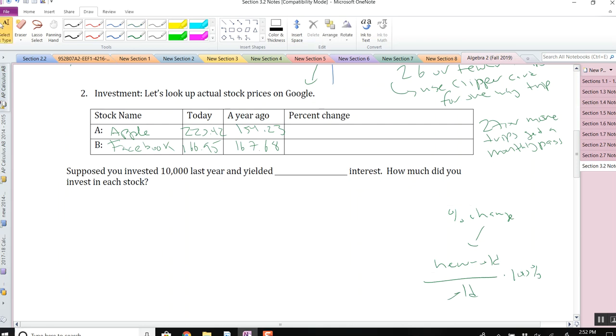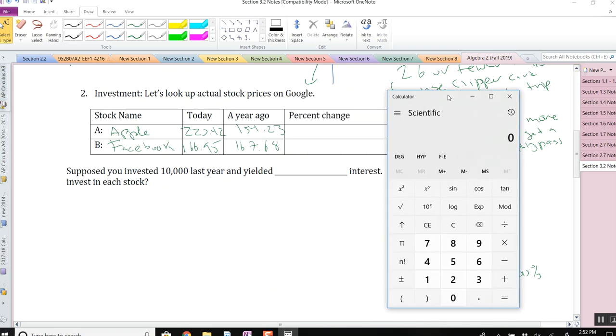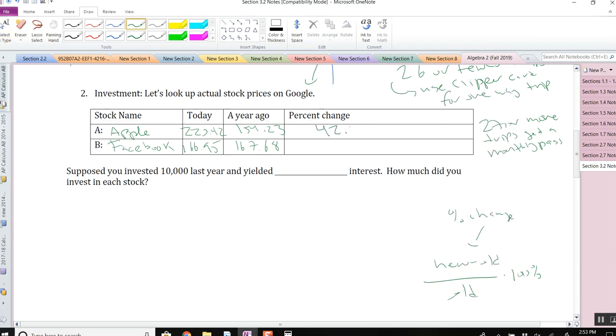So for Apple, let me use a calculator over here. 220.42 minus 154.23, and then divide that by 154.23. So Apple has done 42.9% growth. So that's a phenomenal investment. You can't find much better than that.